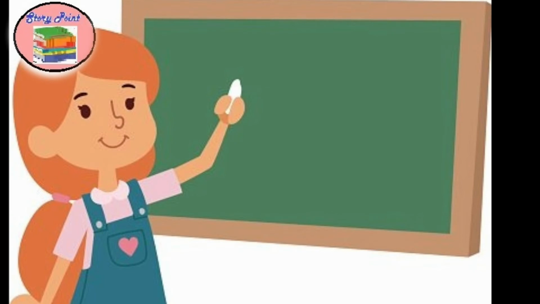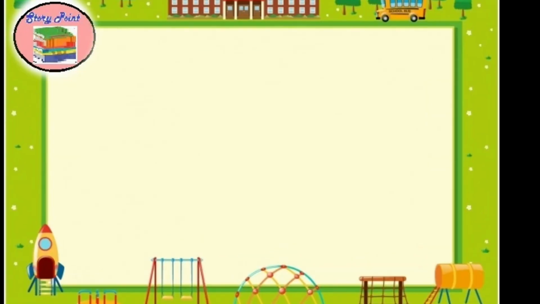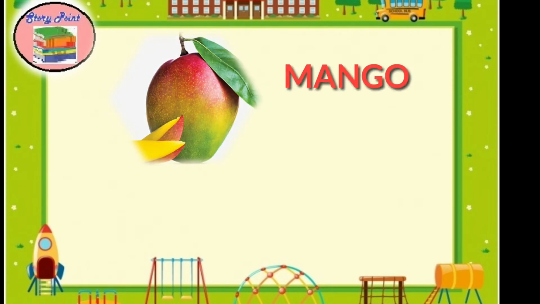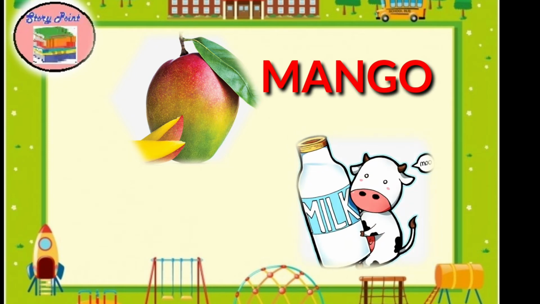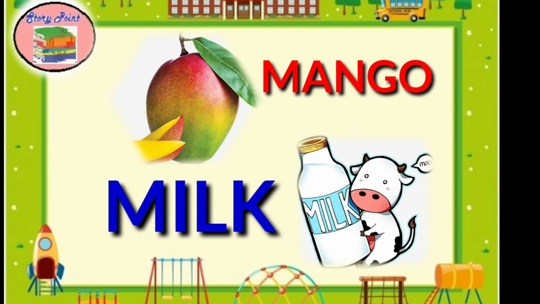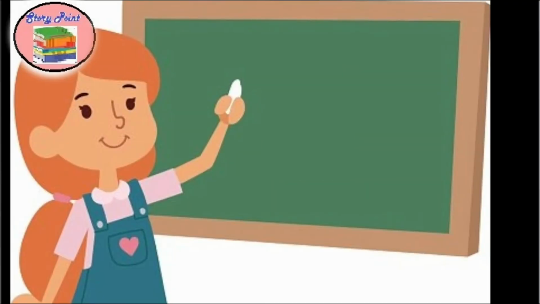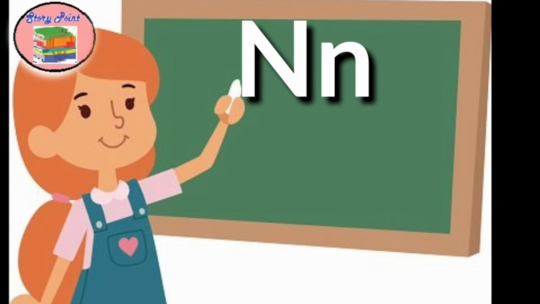Next alphabet is M. M for, yes, what is this? M for mango. M-A-N-G-O. Mango. And M for, you drink it daily. M for milk. M-I-L-K. Milk. Next alphabet N.